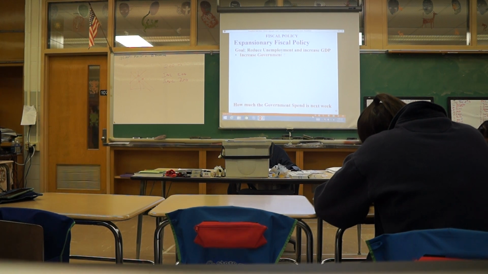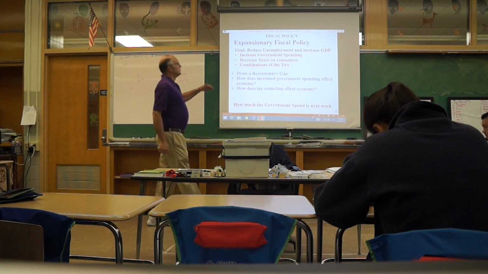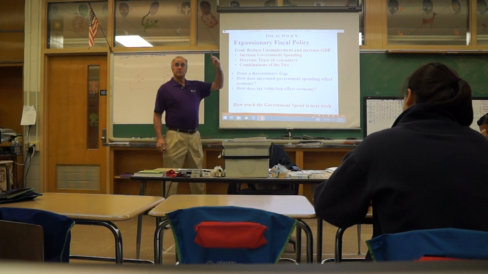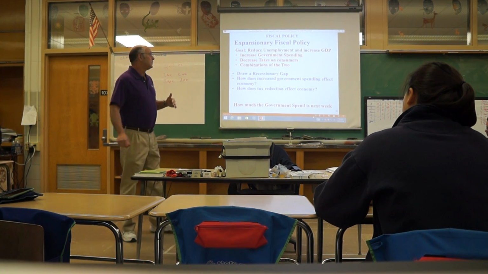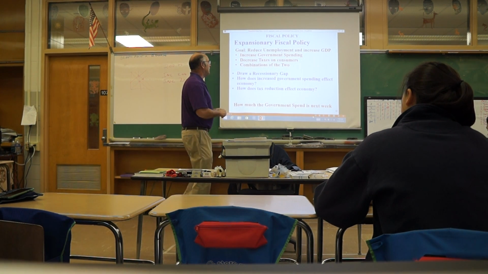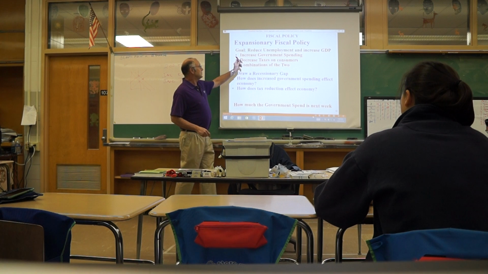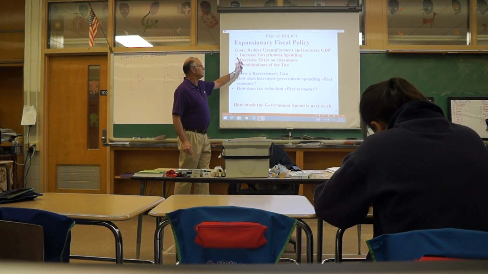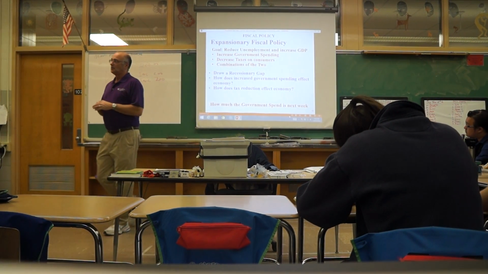Okay, so now we'll just go over expansionary. Okay, so anytime you're producing below potential output, you'd want expansionary fiscal policy. Okay, so you can either increase government spending or decrease taxes.